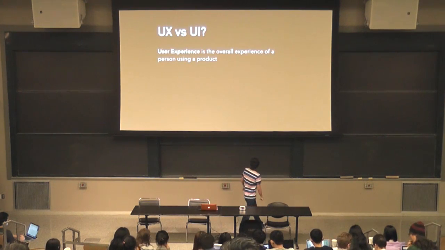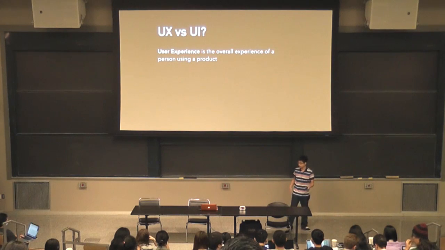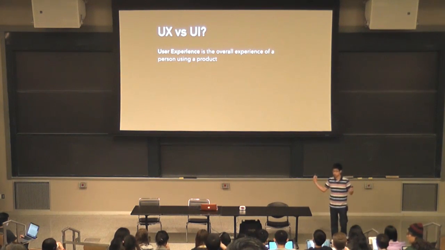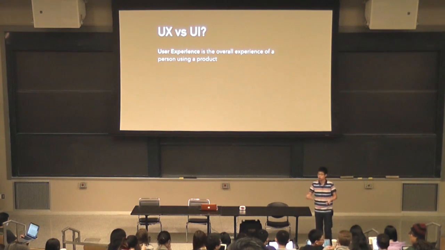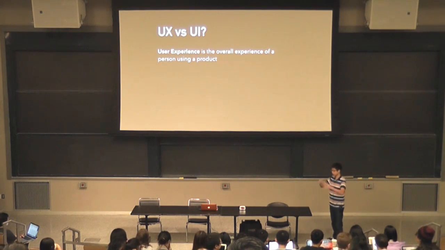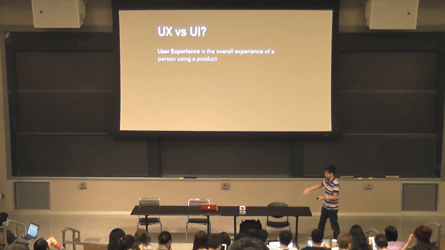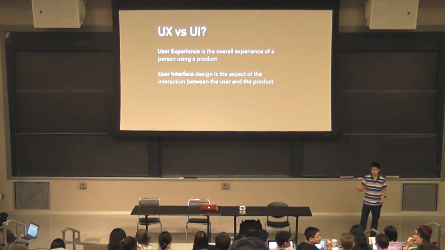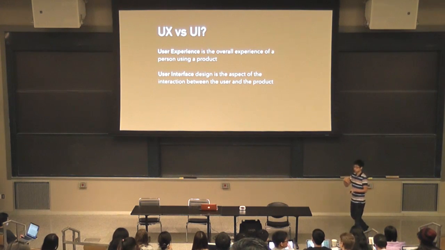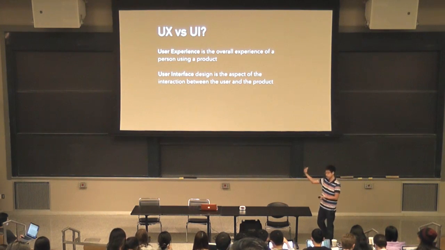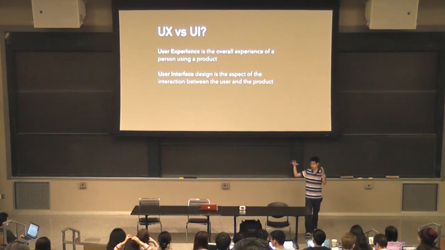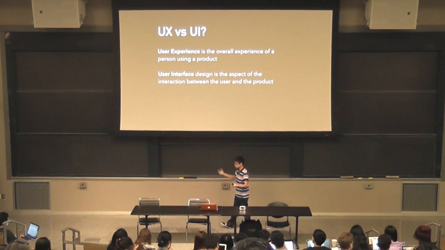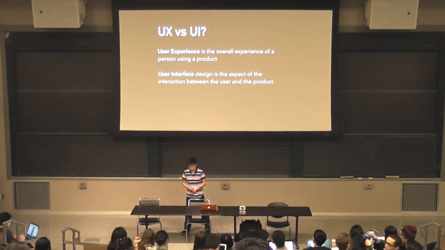So UX is user experience. It's the overall feeling. It's the design of that feeling. It's all the considerations that go into how you want a product in the end to feel, the experience of it. User interface design is looking closer at the interaction between the user and the product. So how am I going to interface with it? Are there buttons? Are there sliders? That's what UI design is, and that's what a UI designer would do.